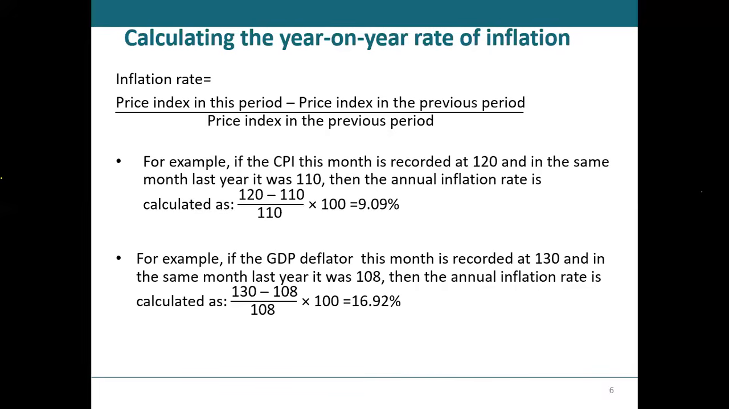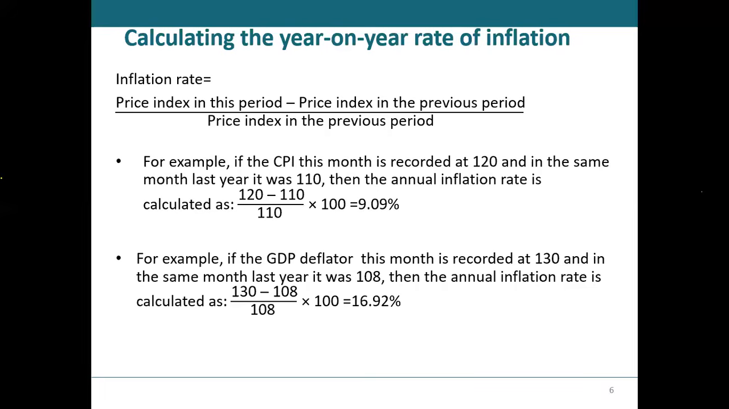But what if you want to compute year-on-year inflation? Let's say the base year for Ghana was 2010. And when we compute the CPI for 2020 and we have 130, what it means is that the prices between 2010 and 2020 have risen by 30%. Now the question is, what if I want to compute inflation between 2020 and just last year, 2019?